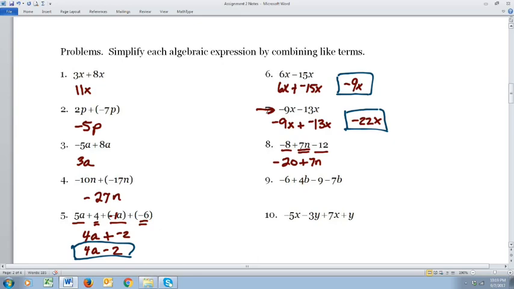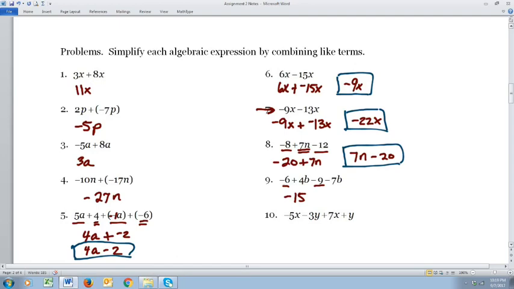Now the other thing here is mathematicians get a little bit picky about how we write our answers. And actually it's really not so much picky. We just like to have our answers look the same. And so generally we put the constant last in a problem like this. And so this is going to be 7n minus 20. Now I wouldn't mark that wrong on this first test, but I would encourage you to get used to putting it in that order. On the next one here we got a couple of constants.